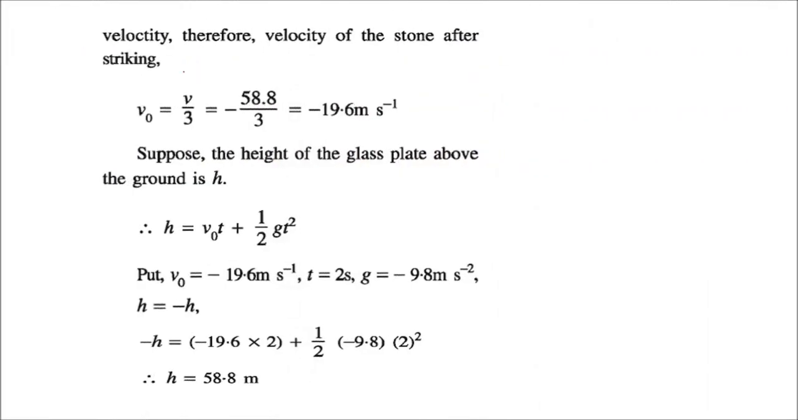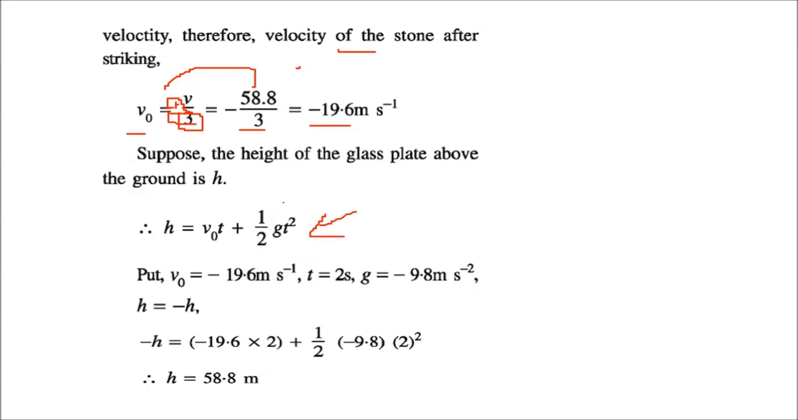That means after the strike is over, v0 is just 1 by 3rd of v. This is 1, this is 1 by 3rd. So minus 58.8 is the velocity. What is 1 by 3rd of this? Minus 19.6. Now let us apply the equation again.